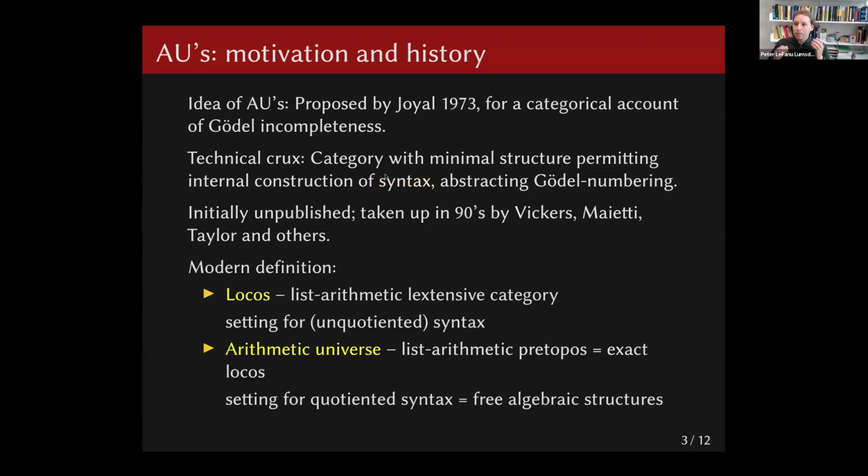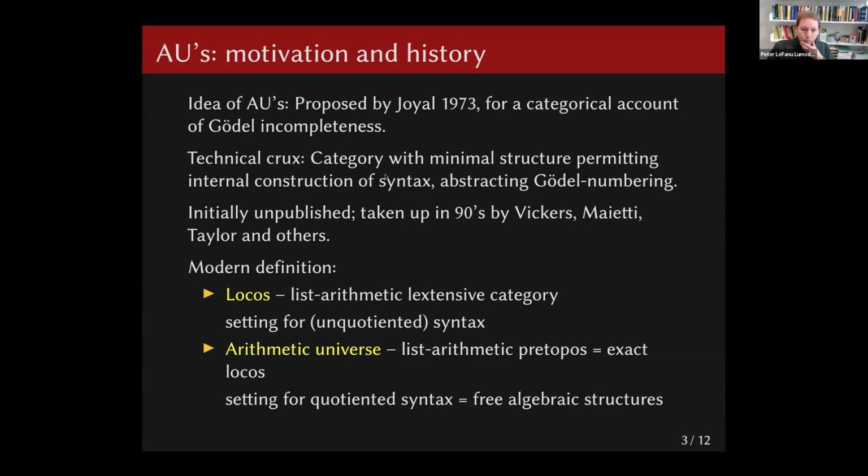And so the definition that's mostly been converged on since then in the more recent work is to take arithmetic universes to be list arithmetic pretoposes, and to also isolate a slightly weaker notion, which has been less picked up on, but I think is a very helpful one to look at, what Maietti calls a locos, which is essentially an arithmetic universe minus the exactness, the list arithmetic extensive category. And one should view a locos as a setting for unquotiented syntax. And then in an arithmetic universe, you've added in the quotients, and so that's where you can quotient your syntax and get free algebraic structures.